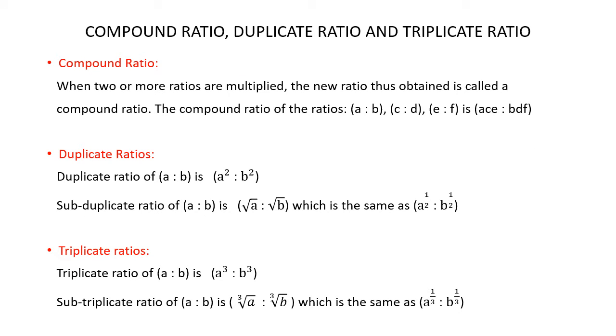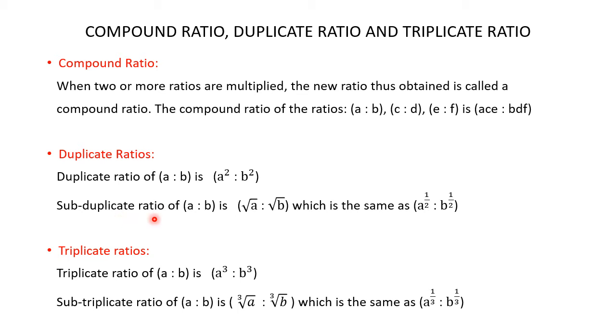Let's understand the concept of a compound ratio, a duplicate ratio and a triplicate ratio. When two or more ratios are multiplied, the new ratio thus obtained is called the compound ratio. The compound ratio of the ratios A is to B, C is to D, and E is to F is ACE is to BDF. The duplicate ratio of A is to B is A squared is to B squared.